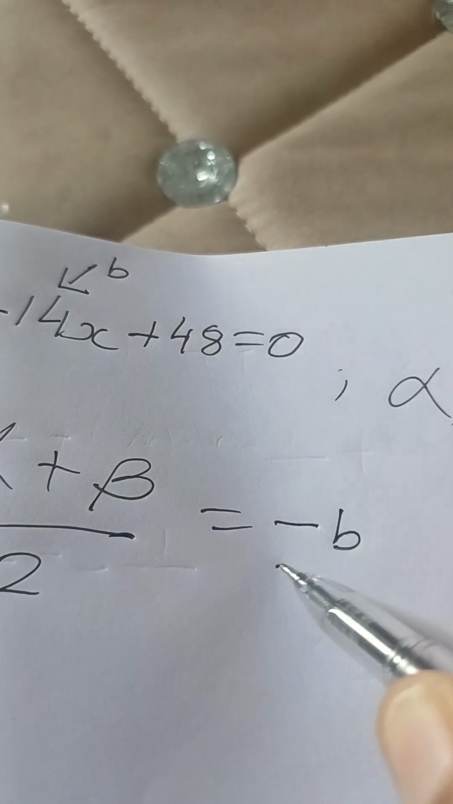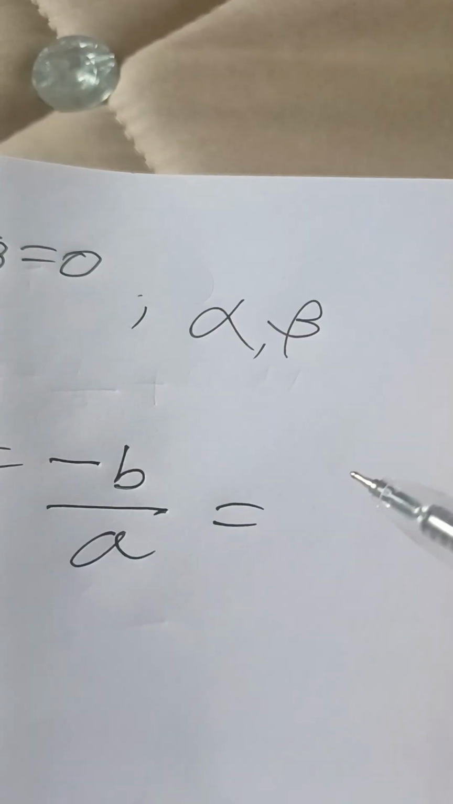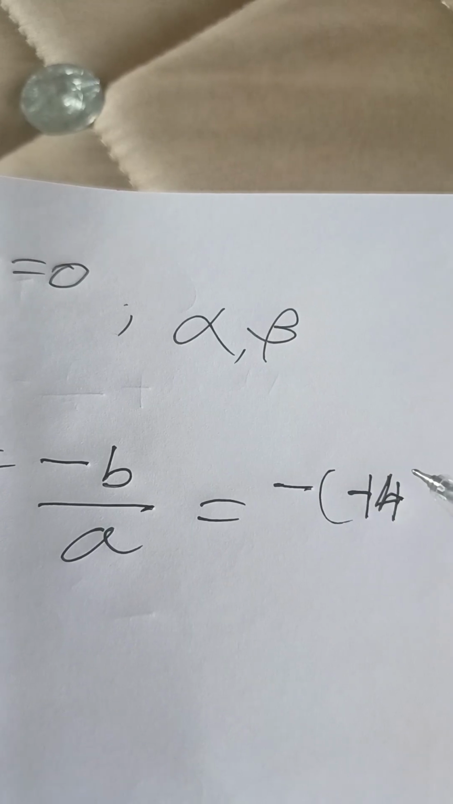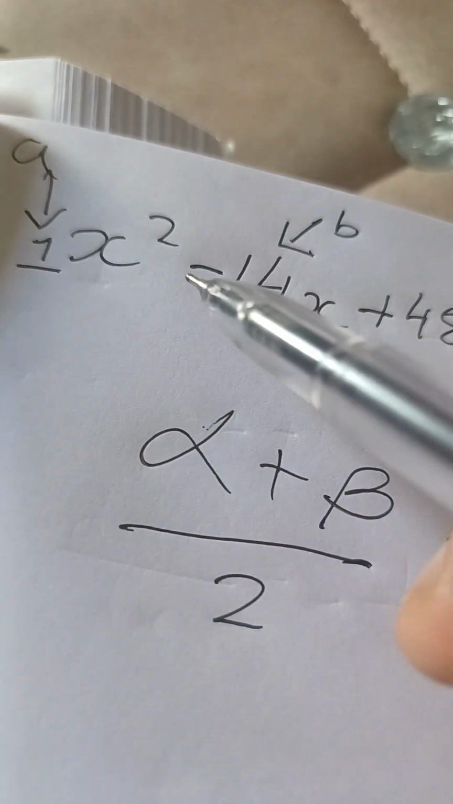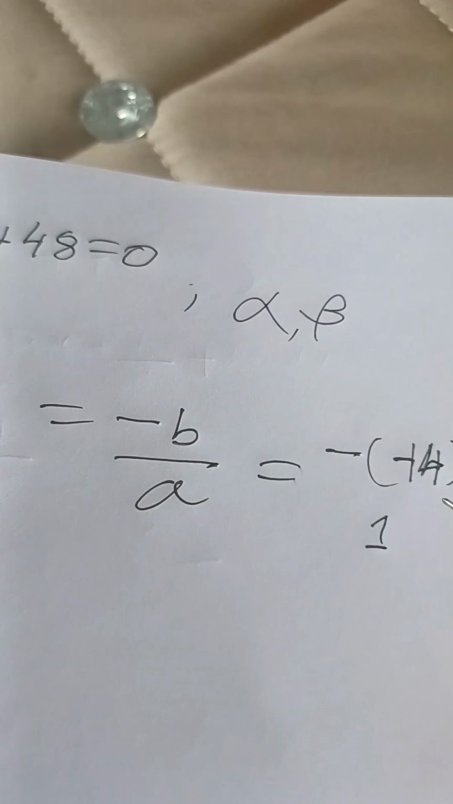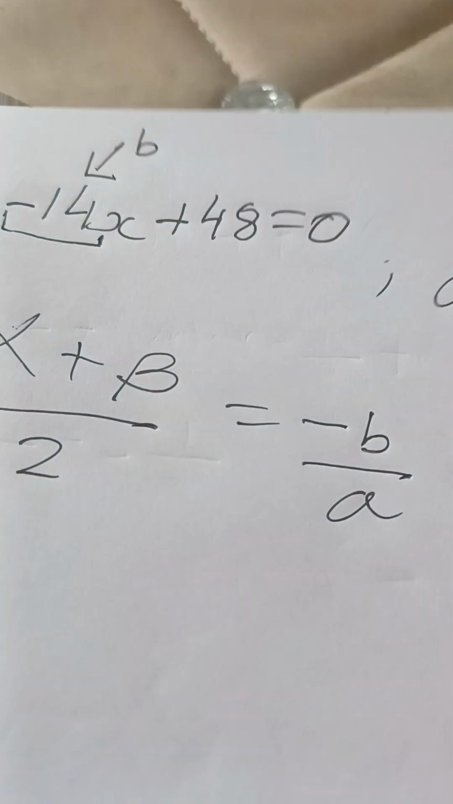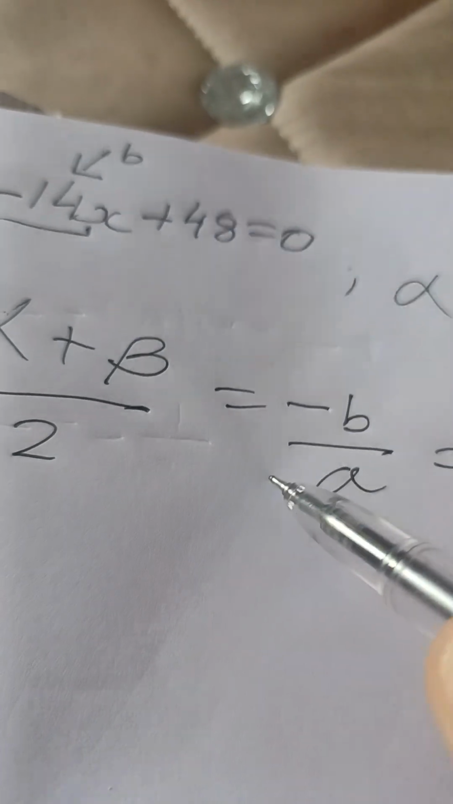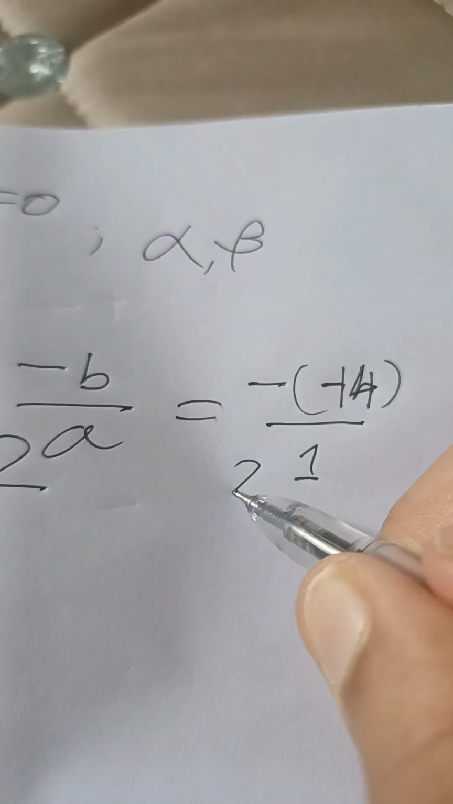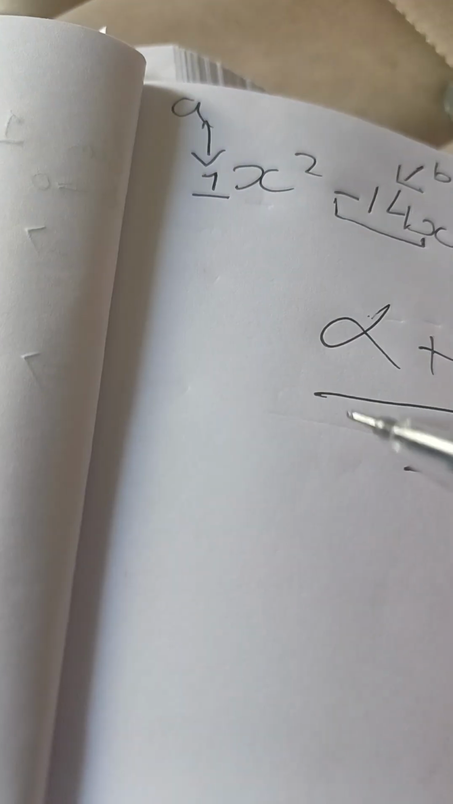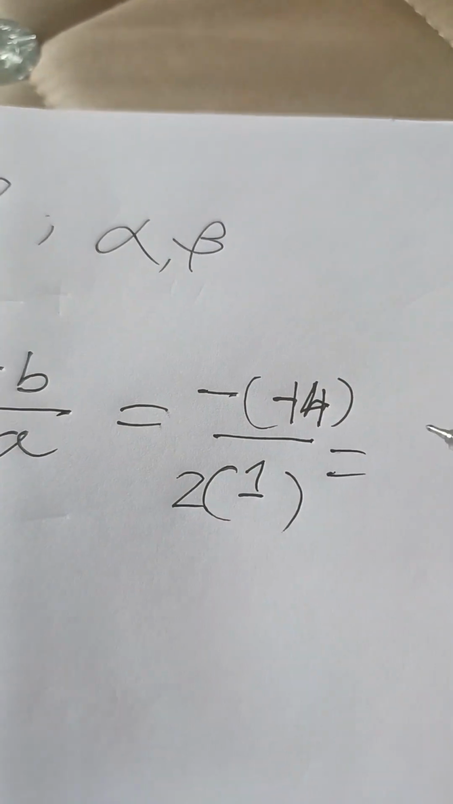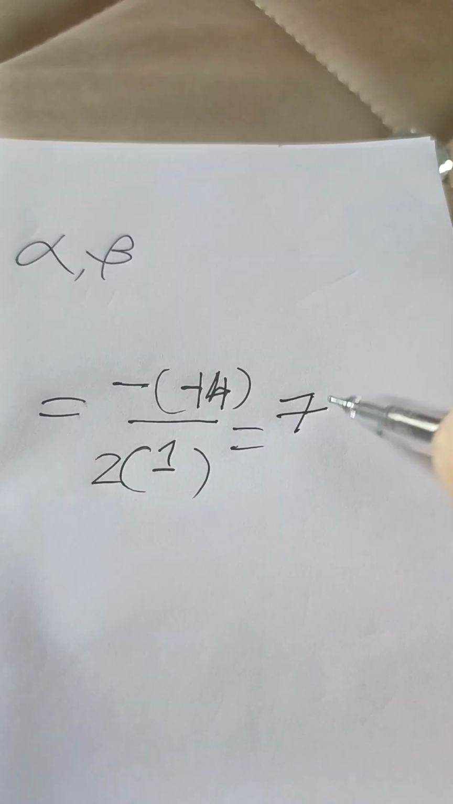Minus b by a. This is minus, and this is b, where b is minus 14. That is this part here, and a is 1. And obviously, since this is alpha, this is actually b by 2a, it's like 2 into 1, because you're just multiplying this with half, and this is just like 6 or 7.